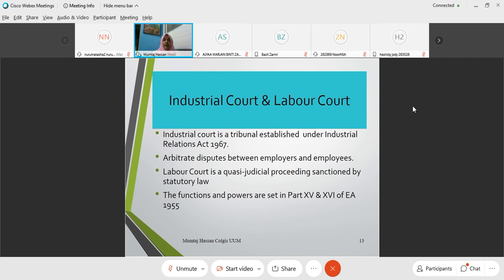And for the labor court, it is also the same. You go to the labor department first when you have any problem regarding any dispute under the Employment Act. If the matter cannot be settled, then it goes to the labor court. So the labor court is under the Employment Act, and the industrial court is under the Industrial Relations Act. Two different courts under two different acts.